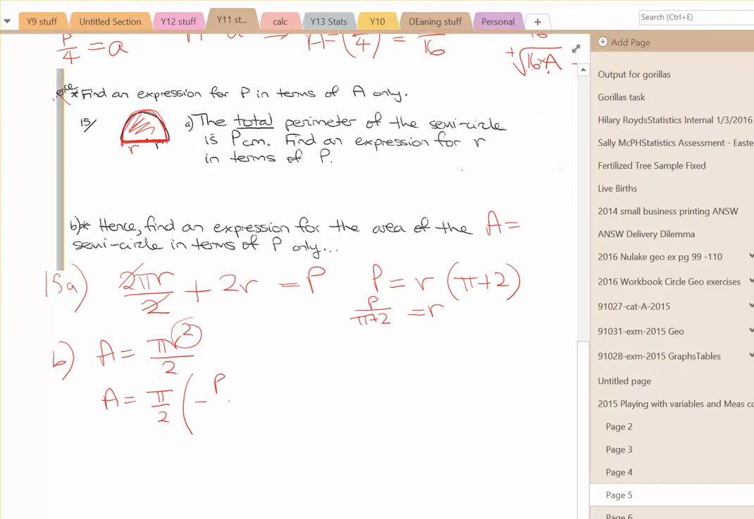So quite a tricky one. Substituting for r in there. Not a lot of tidying up we could do. We could square the p on the top line. Got a 2 on the bottom, and we still need to square the pi plus 2 on the bottom. It's very difficult for that last one.